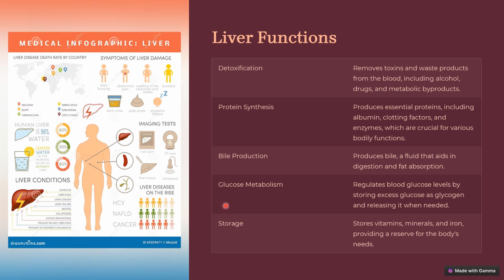Now, the next function of the liver is glucose metabolism. It regulates the blood glucose levels by storing excess glucose as glycogen and releasing it when needed. But how? By storing excess glucose as glycogen and releasing it when it is needed. We know gluconeogenesis and all that, I'll be covering that further.